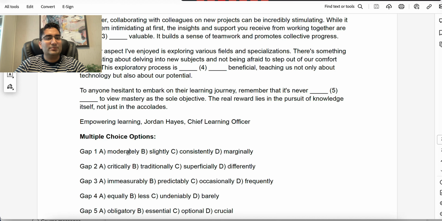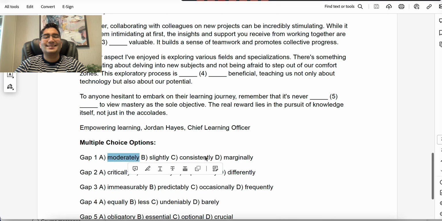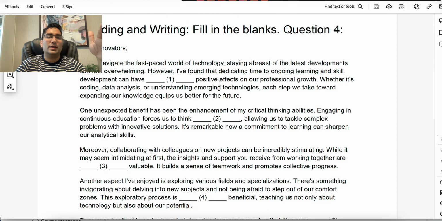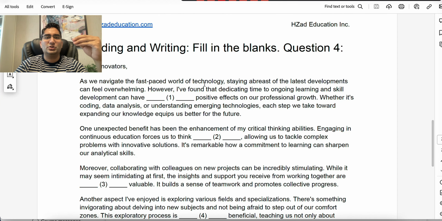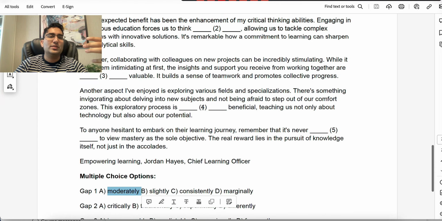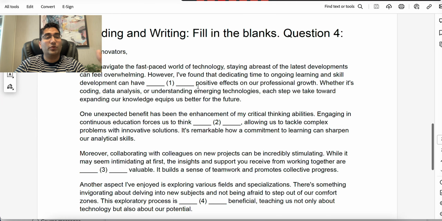Now the answer is moderately. And why it's not consistently is because consistent would be year after year, month after month, but a timeline is not mentioned. So moderately also doesn't seem like a big word, like it's not like perfect positive effects or amazing positive effects. It's still the most positive word in that list, which is why we will select it. And we know this because we had figured out even before going down that this has to be something positive. All right, let's look at the next one.